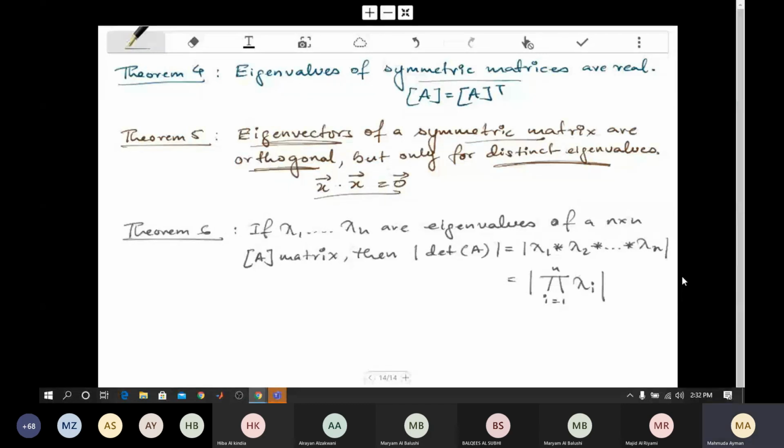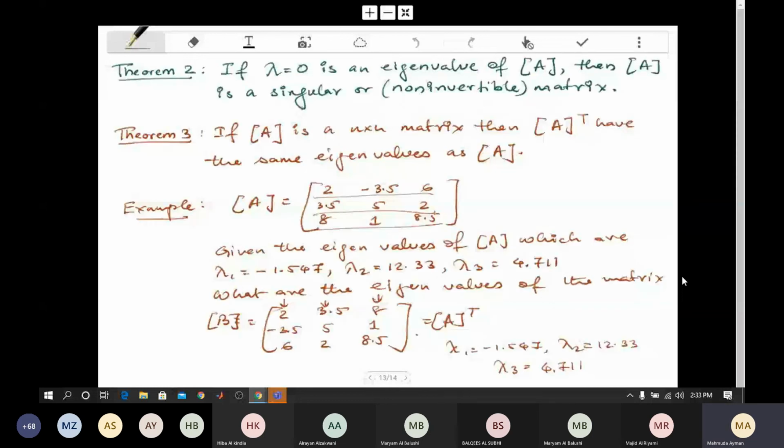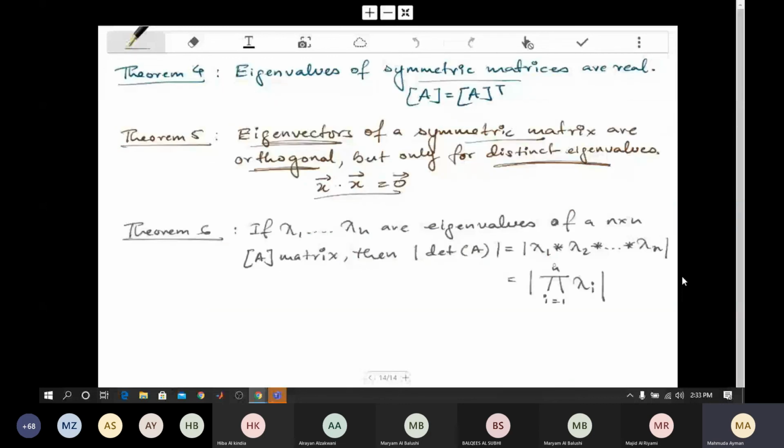This is also connected to theorem 2. In theorem 2, we said that if lambda is equal to 0, then A is singular, which means that the determinant of A is equal to 0. So if any of these lambdas were 0, then the determinant of A would be equal to 0, because 0 multiplied by the other lambdas becomes 0.